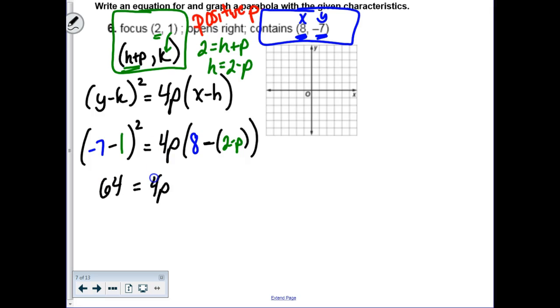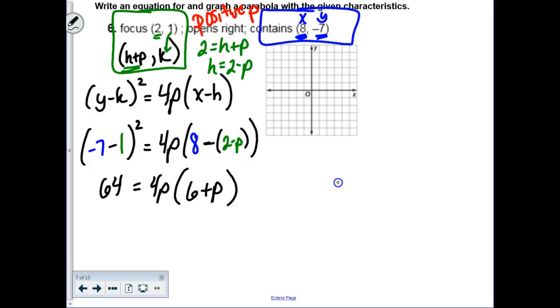Just going to leave that as 4p for now. Now, careful when you go to simplify this part. 8 minus 2 is obviously 6, but then you have a subtract -p. You have a plus p. Do you guys see the quadratic developing now?